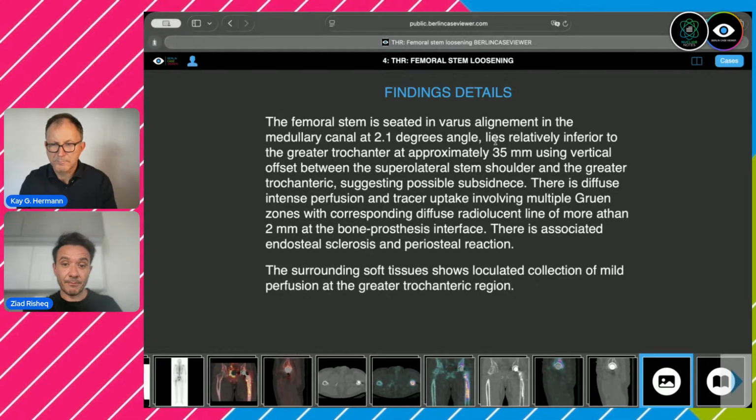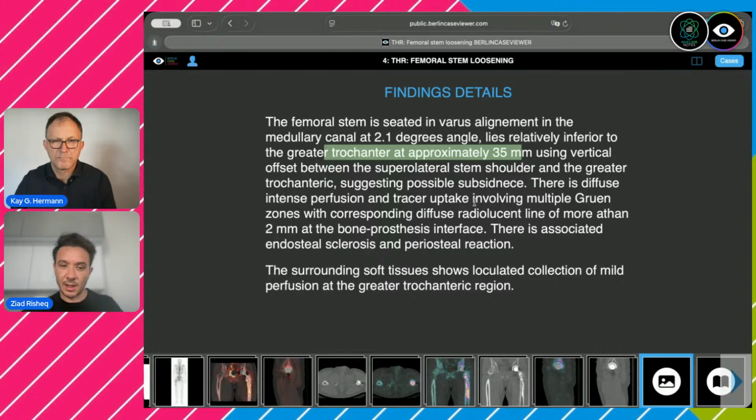And the femoral shoulder lies relatively inferior to the greater trochanter at approximately 35 millimeters, using a vertical line. This is how you can do the wording in your report: vertical offset between the superior lateral stem shoulder and the greater trochanter, suggesting a possible subsidence. To confirm this, again, you need to see the post-op X-ray images or the CT.